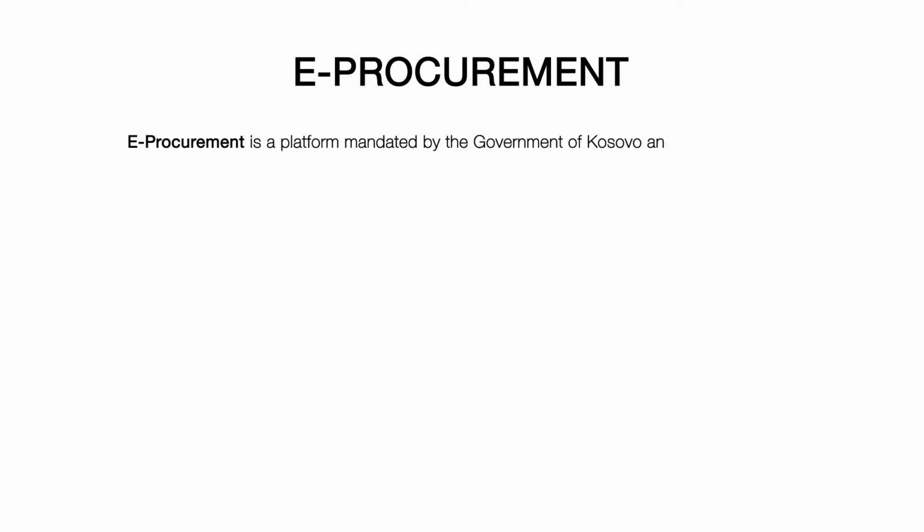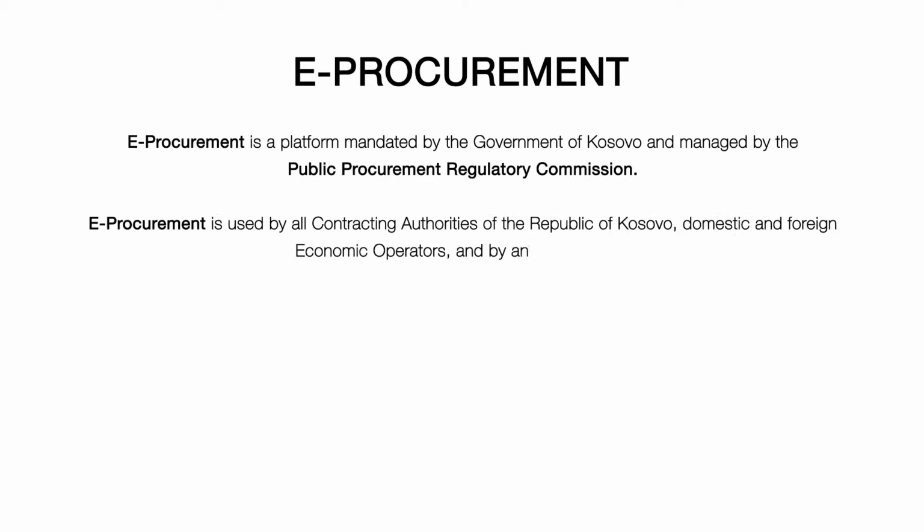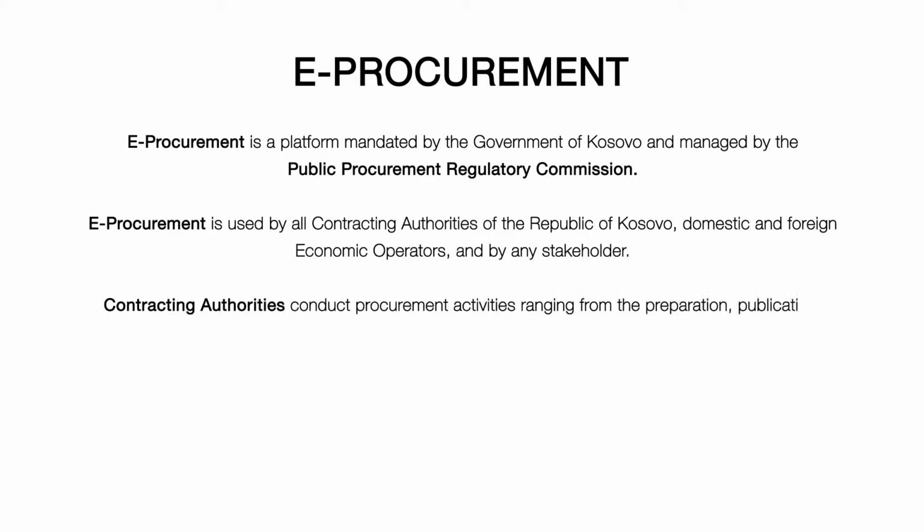E-procurement is a platform mandated by the Government of Kosovo and managed by the Public Procurement Regulatory Commission. E-procurement is used by all contracting authorities of the Republic of Kosovo, domestic and foreign economic operators, and by any stakeholder.